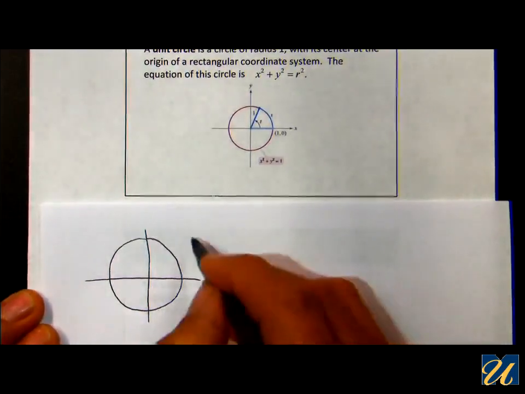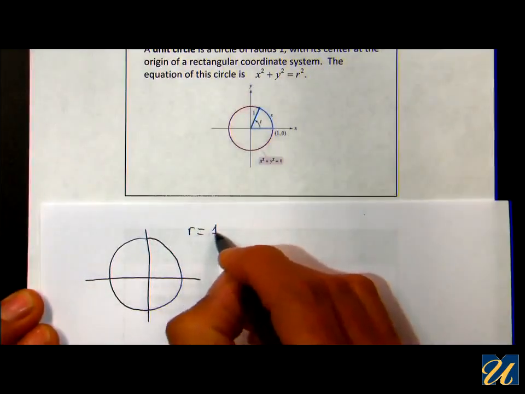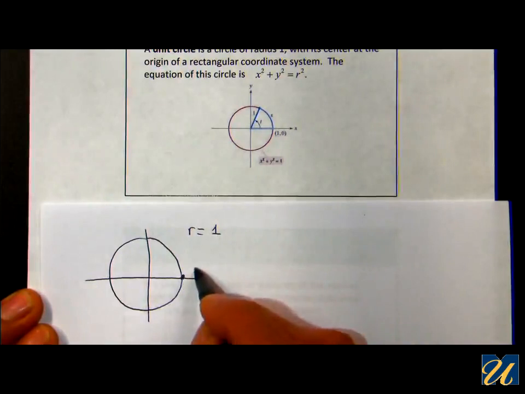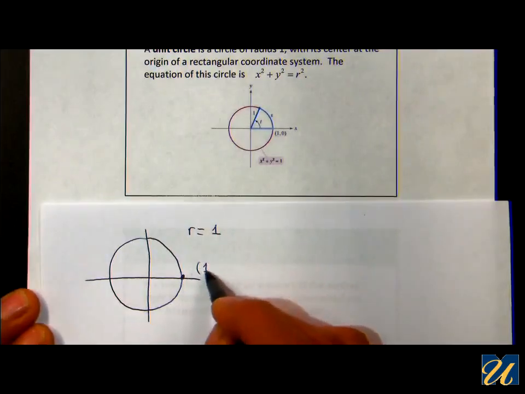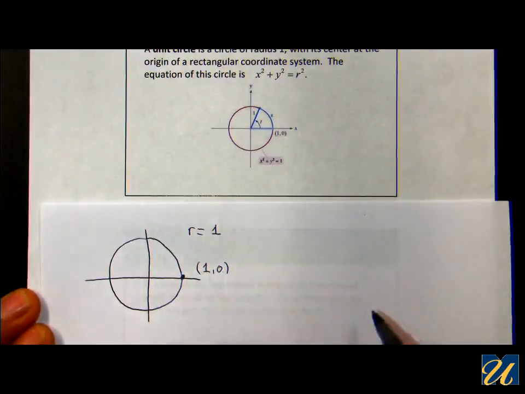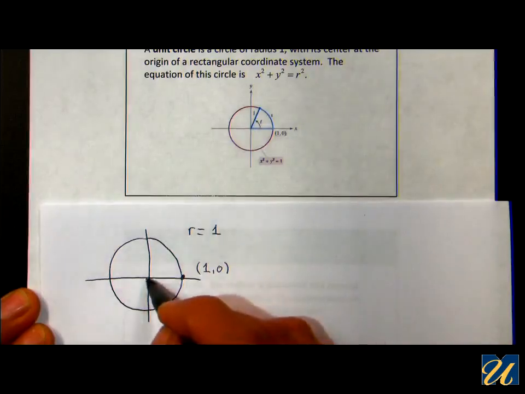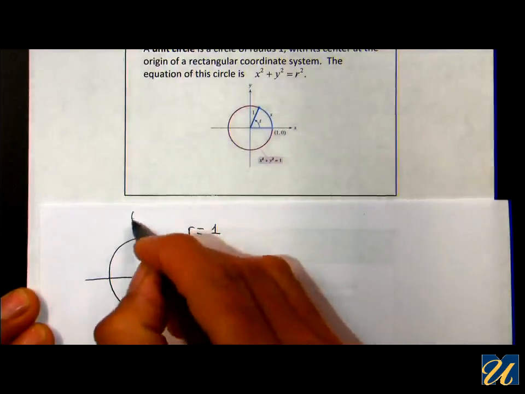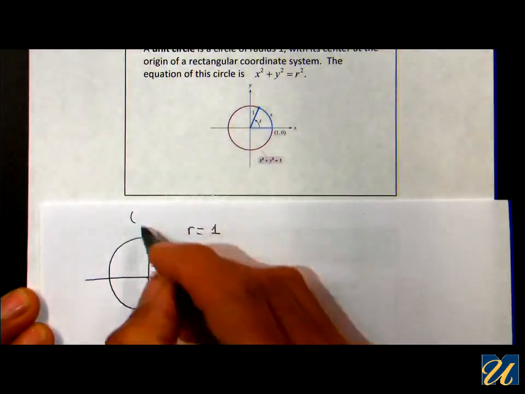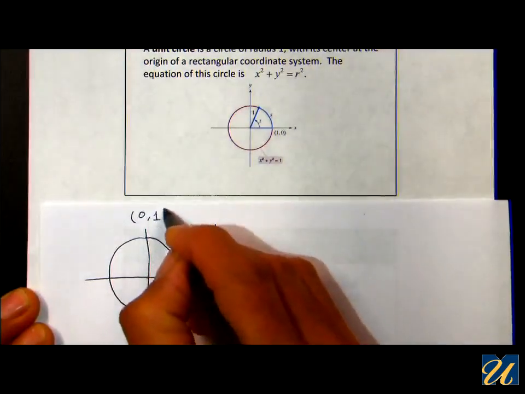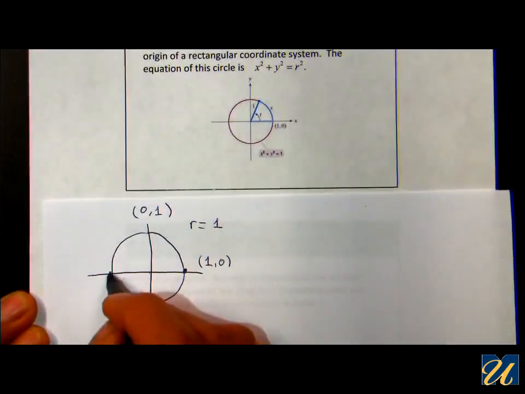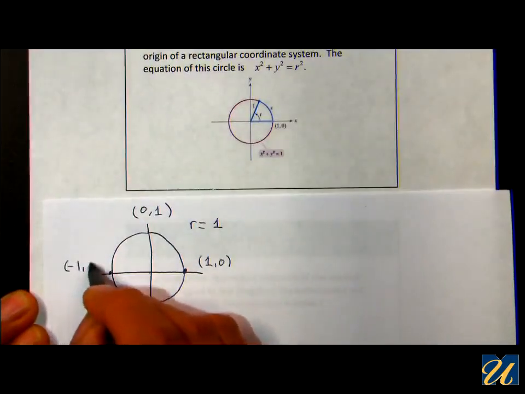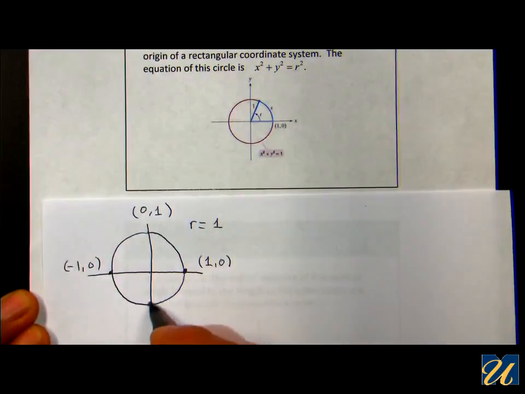Okay, if the radius is 1, then this point here on the unit circle, its xy coordinate would then be 1, 0. Since the radius is 1, from here to here is also the radius of the circle, so that makes this coordinate here 0, 1. And then over here, this coordinate would be negative 1, 0, and this coordinate here would be 0, negative 1.